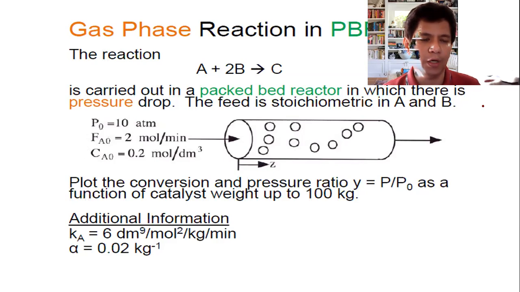So, tandaan nyo pa to sa Polymath, i-define nyo yung W from 0 to 100 kg. So you are asked to plot the conversion and the ratio y as a function of catalyst weight W. Additional information, the constant of the reaction is 6 liter or decimeter to the 9 per mole squared per kilogram per minute. And then alpha is given to be 0.02 per kilogram. Okay, so let's try to solve this problem.